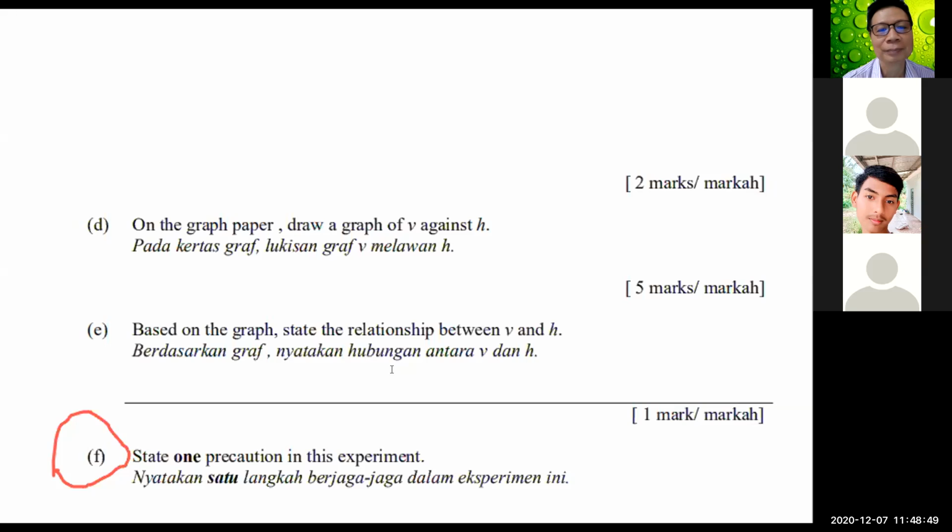Kimberly is a little bit lazy to type. That's why she didn't type the complete answer. So just see the answer. The complete one should be like that: eyes positioned perpendicular to the scale of the meter rule to avoid parallax error. If you write like this, only then will you get 1 mark. Understand? Very strict, this precaution.